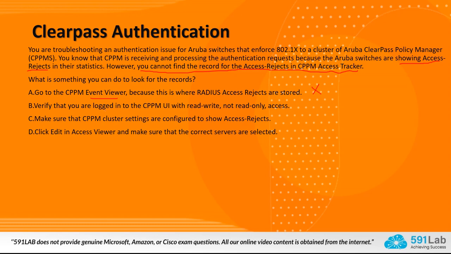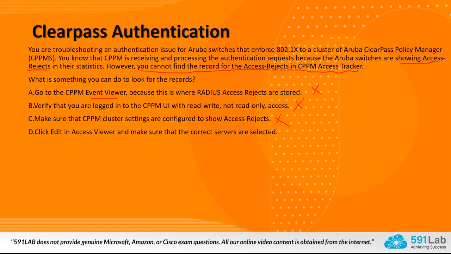Next: verify that you logged in to the ClearPass Policy Manager UI with read-write, not read-only, access. The Access Tracker basically needs only read privilege. It doesn't require any write privilege, so this one will also be incorrect. Next: make sure ClearPass cluster settings are configured to show access rejects. By default, the Access Tracker shows whether your request is approved or rejected, so this one is not correct as well.